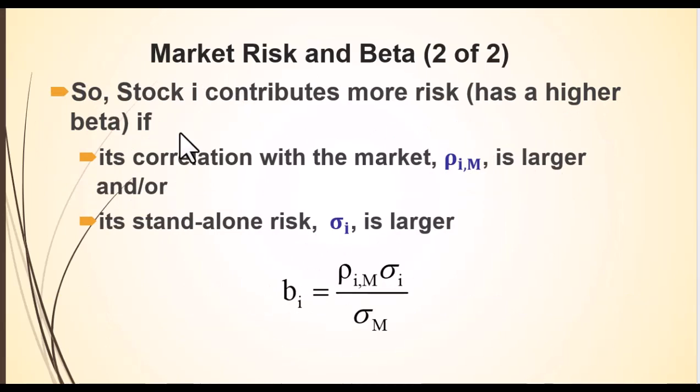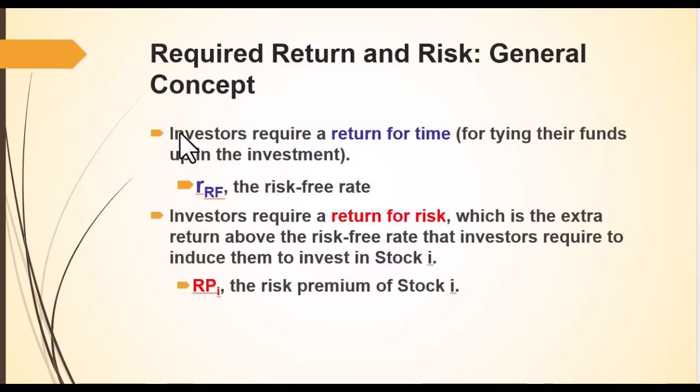So stock I contributes more risk and has a higher beta if it has a higher correlation, that's a higher relationship between the stock market and the stock, and/or if its standalone risk, standard deviation of I, is larger. So the greater the risk of the asset individually, plus the greater its relationship to the stock market, is going to give us an idea of how much the stock contributes to the portfolio.